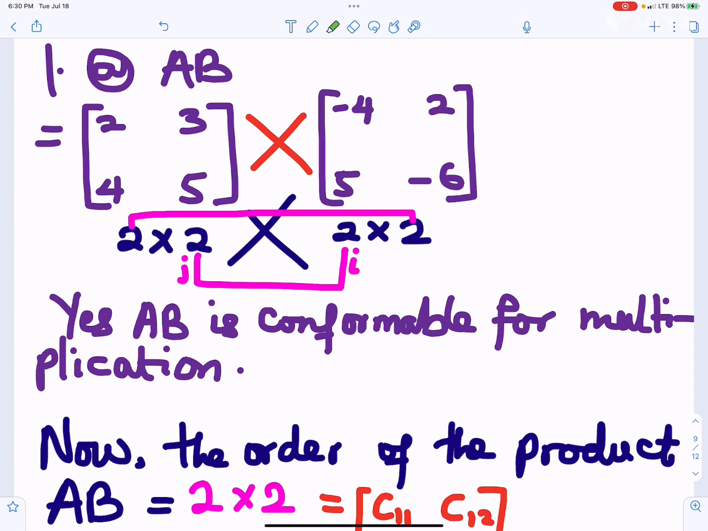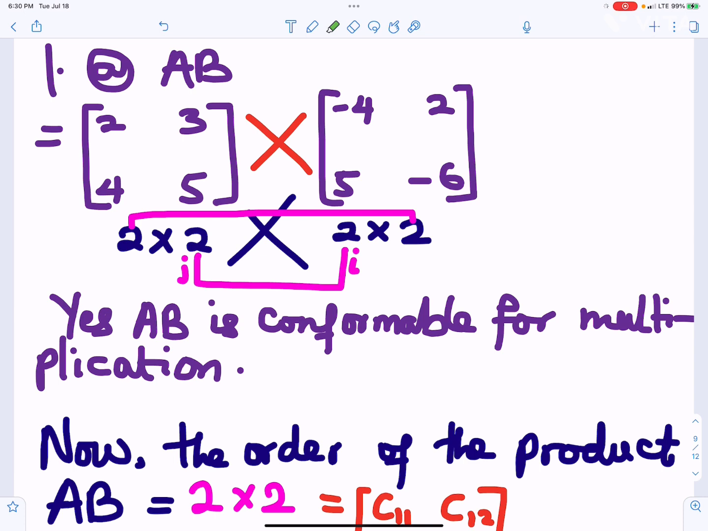So two matrices can be multiplied if the number of columns in the first one is equal to the number of rows in the second matrix. So these two are equal. The number of columns in matrix A is 2. The number of rows in matrix B is also what? 2. So both matrices can be multiplied. This is the reason two matrices are conformable for multiplication: the number of columns in the first one written is the same as the number of rows in the second one.